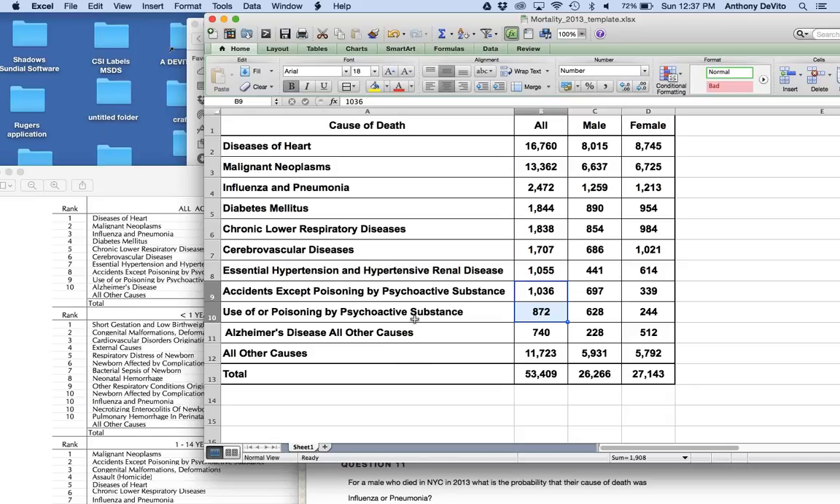So this would be accidental overdoses. It might be children getting hold of lethal doses of some psychoactive substance that they found or something like that. But in any case, both of these are a form of poisoning. So I was looking for the sum of these two over the total number of deaths.